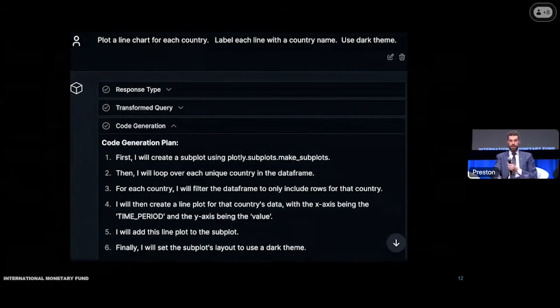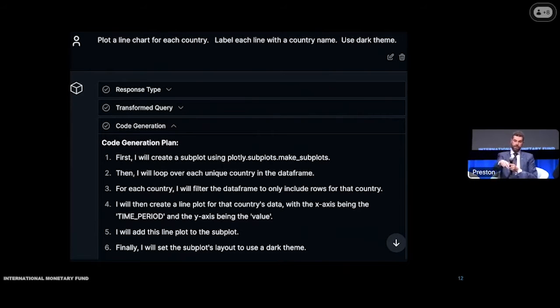EPAM is, well, people don't just want simple charts. Maybe they want something that's a bit more sophisticated. So we could ask the next version of this application to do something like this. We'll plot a line chart for each country, label each line with a name, and do it in dark theme.